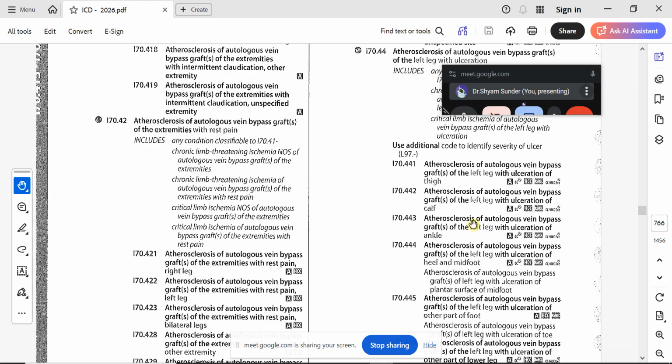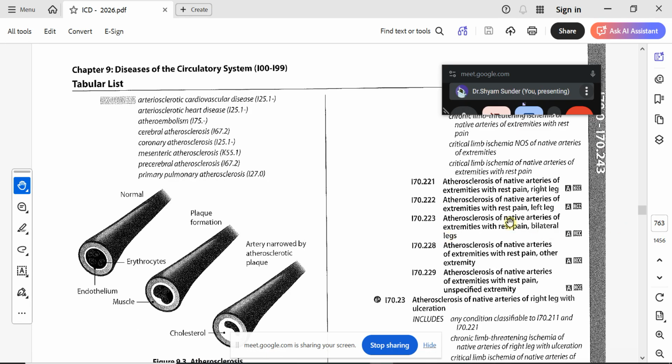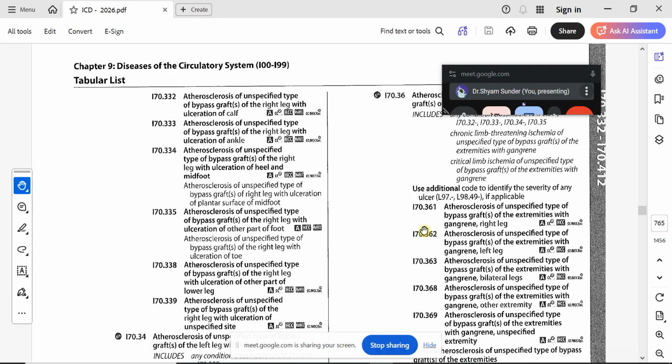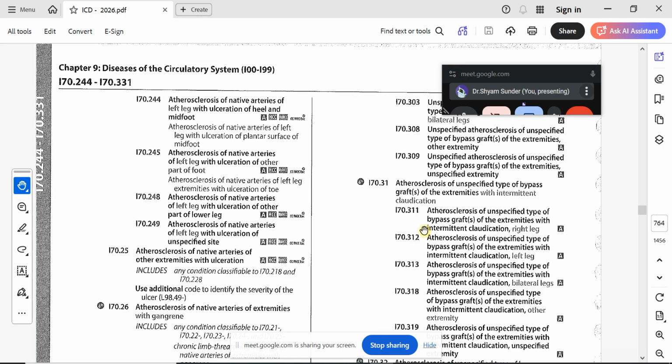Now the surgery is done. Patient has bypass veins, grafts in the left leg. But after 2 years, again the patient developed arteriosclerosis in the grafted vessels also. That is what it is talking about. 243 is native arteries. Native arteries means the patient's own veins, own arteries. That is native. The bypass was not done. That is 243. But 343 is bypass.